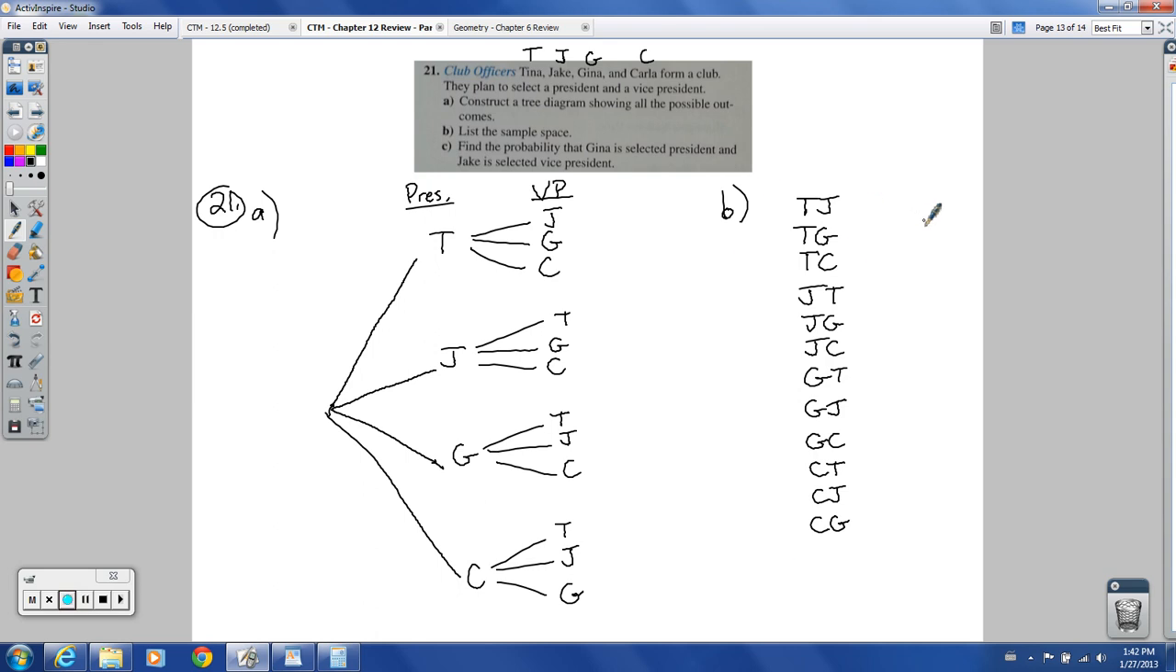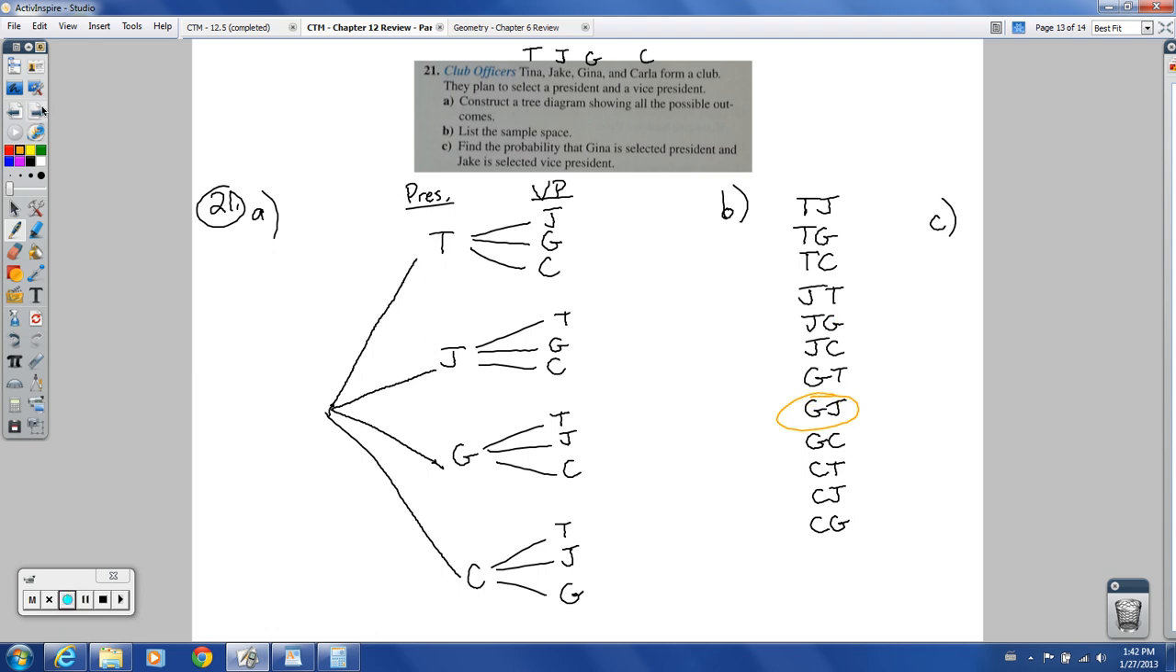And then part C, probability that Gina is selected as president, Jake is selected as vice president. That's going to be this one right here. So where's Gina first and then Jake second? That's right here. That's the only way that can happen. We're not saying Jake is president. This is saying Jake is president, Gina is vice president. So we need Gina president and Jake is vice president.